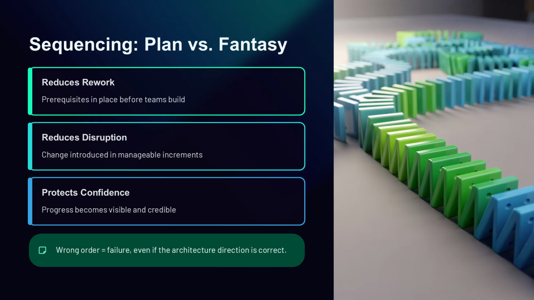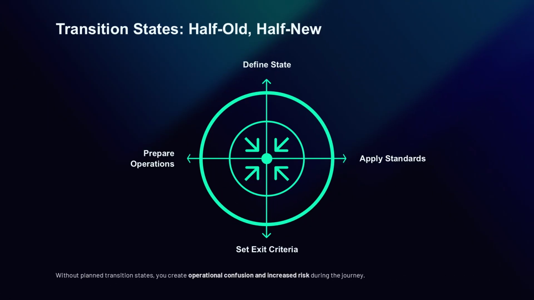With sequencing established, you must plan transition states because enterprises rarely move cleanly from current to target in one step. Transition states are periods where you operate hybrid environments, parallel systems, temporary integrations, and stage rollouts. If you do not plan these states, you create operational confusion and increase risk.